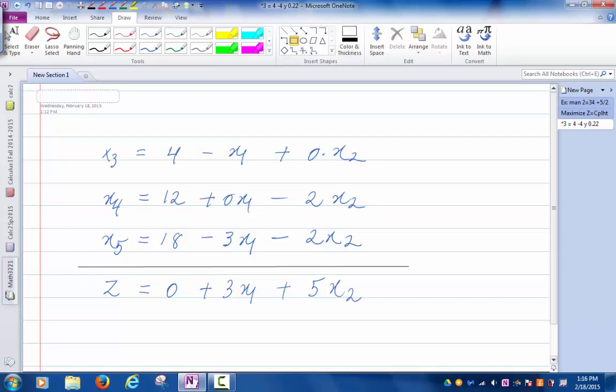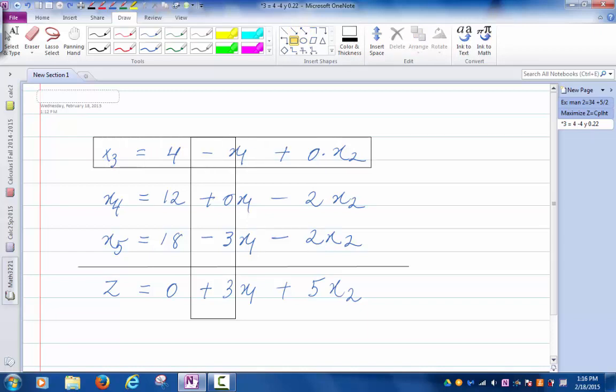Let me highlight the pivot column. The pivot column is actually not the x1, it's the coefficients of x1. Then I'm going to look at the pivot row. Pivot row means it's the row corresponding to the leaving variable. Everybody's clear? So what is the entry at the intersection? That's my pivot. The pivot is at the intersection.